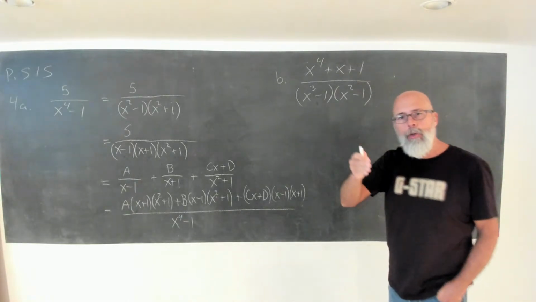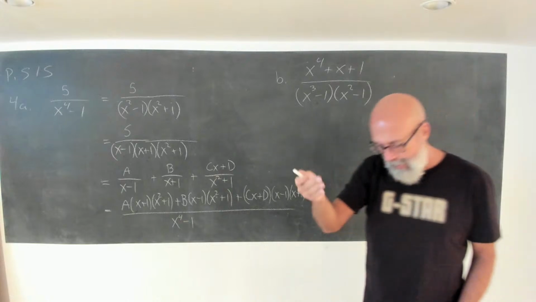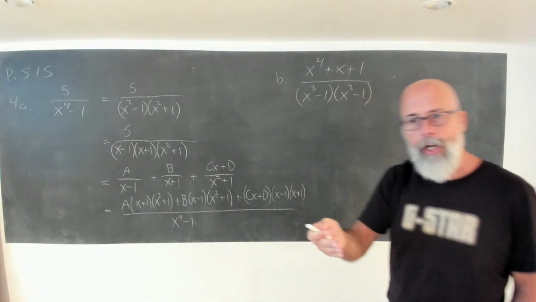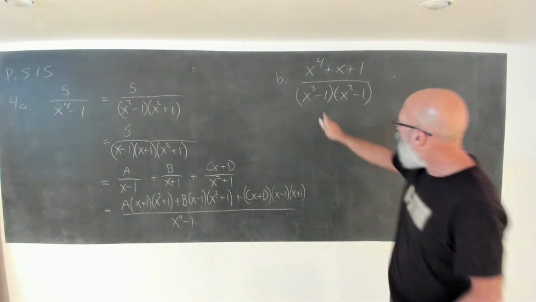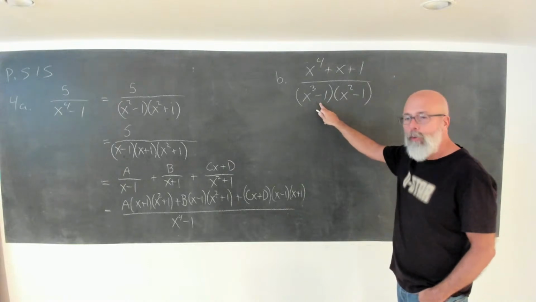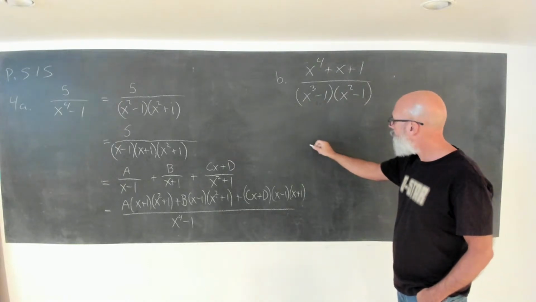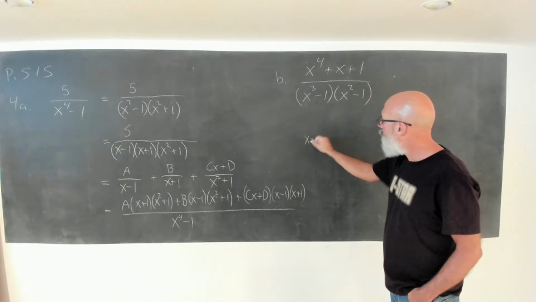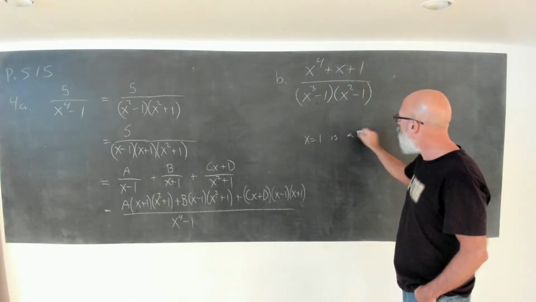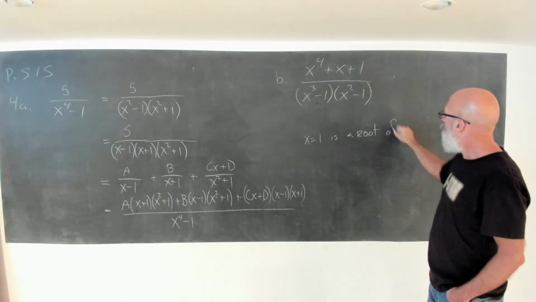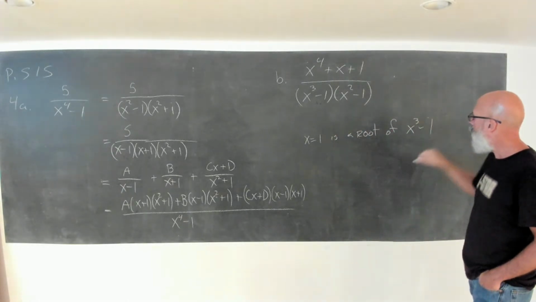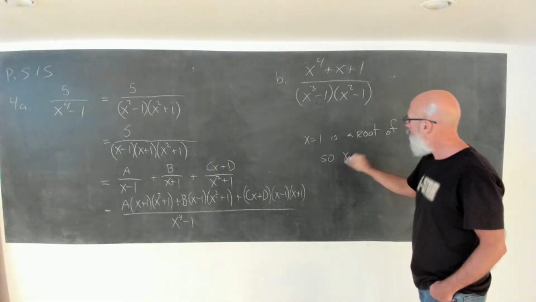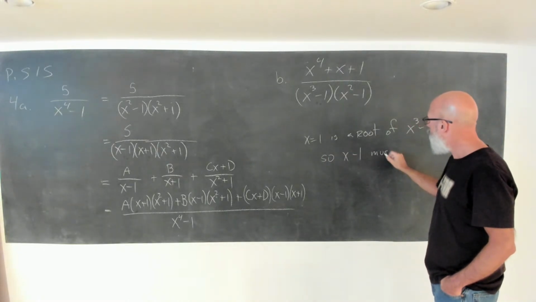Now this x cubed minus 1 has degree 3, so you know it's not irreducible. And you can spot a root right away. So x equals 1 is a root of x cubed minus 1. So x minus 1 must be a factor.